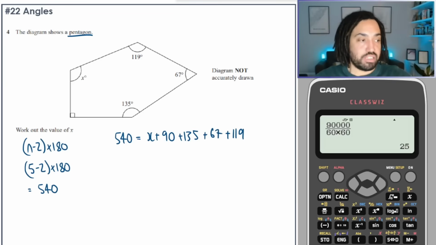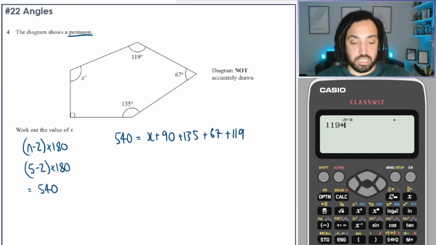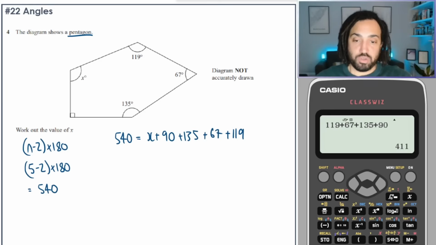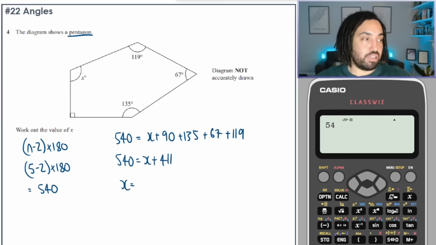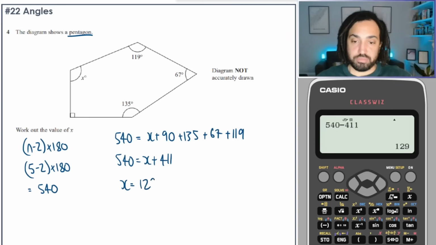So we go to our calculator and we add up 119, 67, 135 and 90, which gives us 411. So we write this equation like such. We subtract 411 from both sides, and that will give me my answer, which is 129. Perfect.